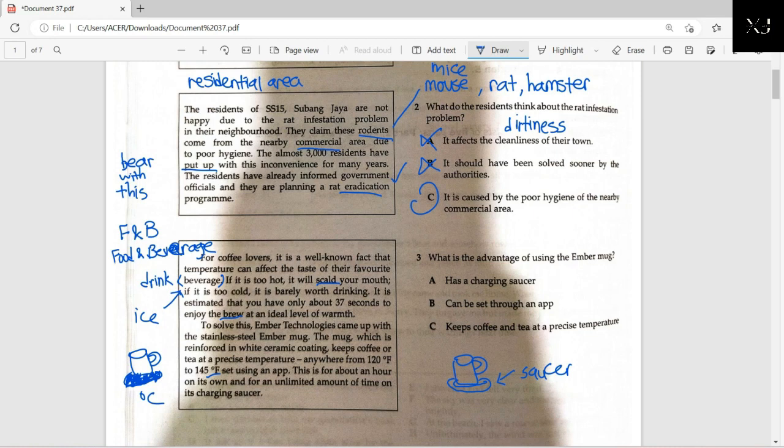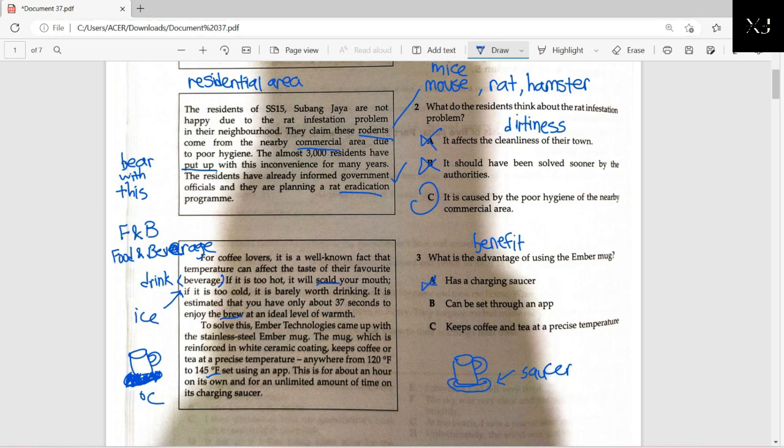What is the advantage? What is the benefit of using the Amber mug? I need to write it down. Benefit. A: it has a charging saucer. No, that's not the benefit. It's just saying that it comes with a charging saucer. So A is not the answer. That's just introducing what the product has.